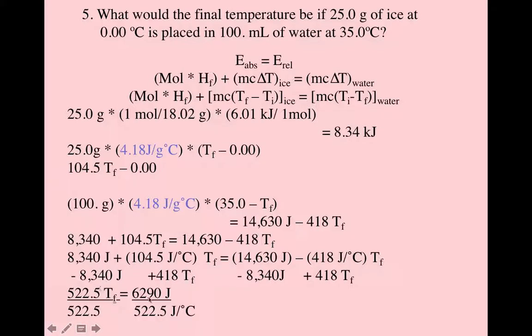And when I do that, we've got to remember the units again. This was 522.5 joules per degree Celsius times TF. So it's confusing if it's over here, but I need to kind of bring it back. And when we get our final answer, when you do this calculation, you get 12.0 degrees Celsius. The 12.0, that's just 6,290 divided by 522.5. But how do we get degrees Celsius?